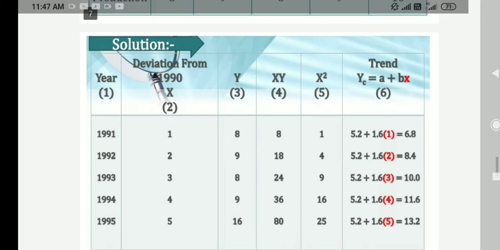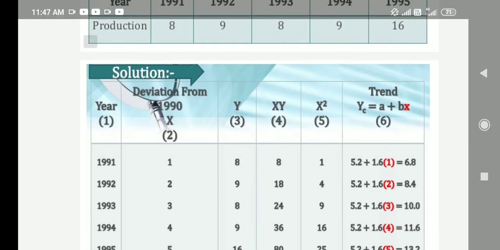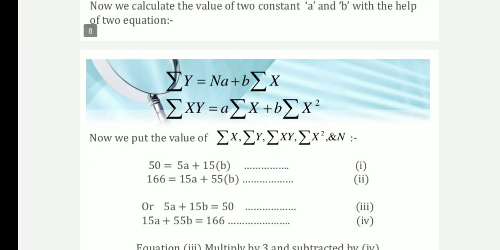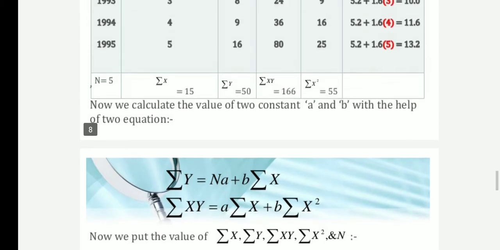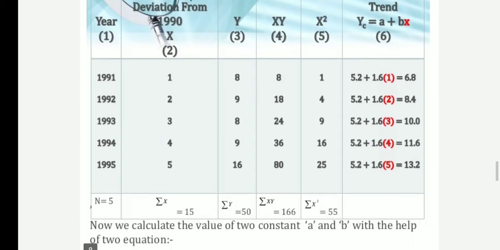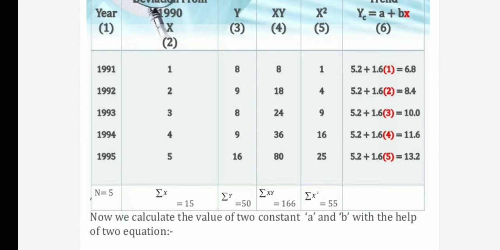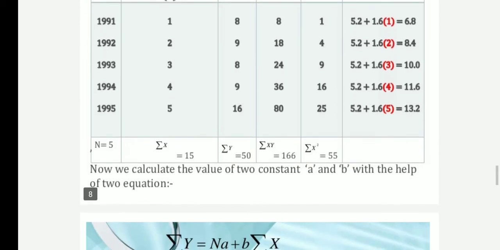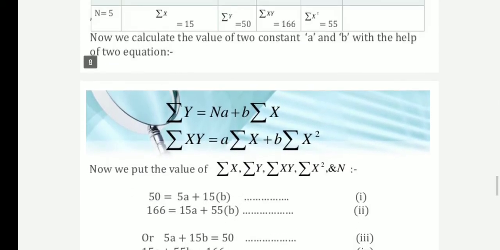Now the sum of y equals na plus b into the sum of x. The sum of xy equals a into the sum of x plus b into the sum of x squared. These are the normal equations, by substituting the values from the table. This is sum of x, sum of y, sum of xy, sum of x squared, etc. Sum of x is 15, sum of y is 50, sum of xy is 166, and sum of x squared is 55.